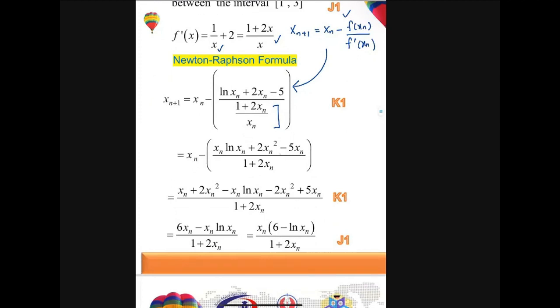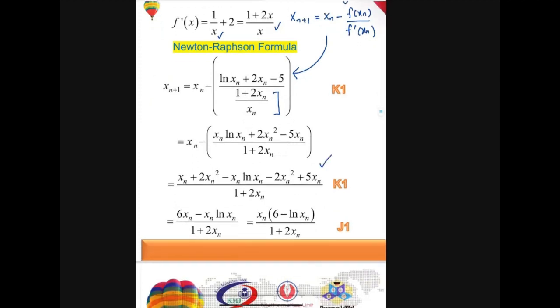And then we can expand everything and simplify what we can. So here 2x squared can be cancelled out. And then xn plus 5xn, we get 6xn. And then for the last part, since the question says factorize out xn, you just factorize as what the question asks. So 3 marks for this part.